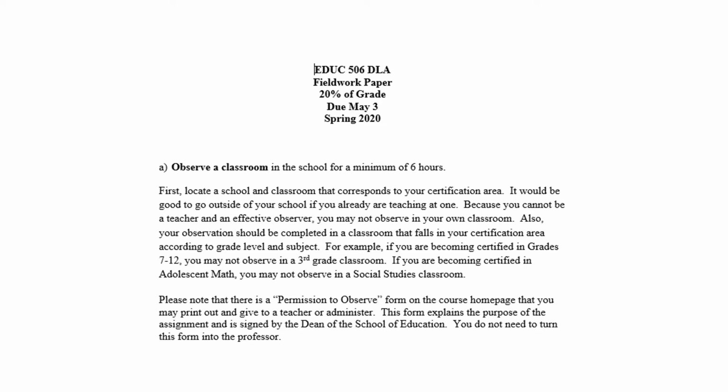The first thing is to locate a school and a classroom that corresponds to your certification area. So if you're pursuing an elementary certification, you can observe in a grades 1 to 6 classroom. If you're adolescent, it's 7 to 12. And if you're adolescent, it's also a good idea to match the subject area. If that's impossible, we can be a little lenient on that.